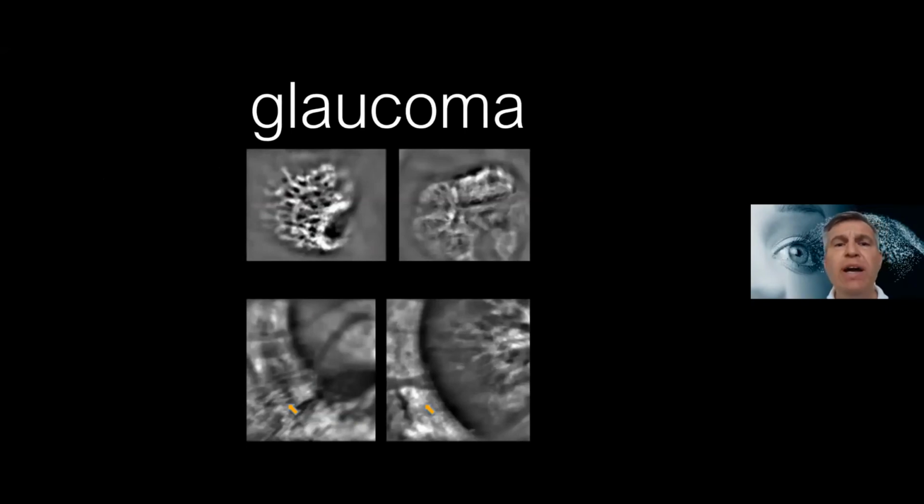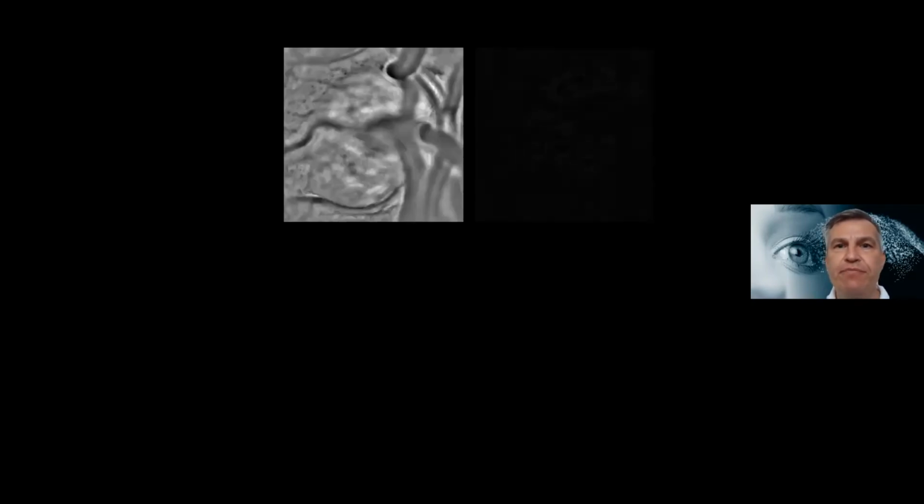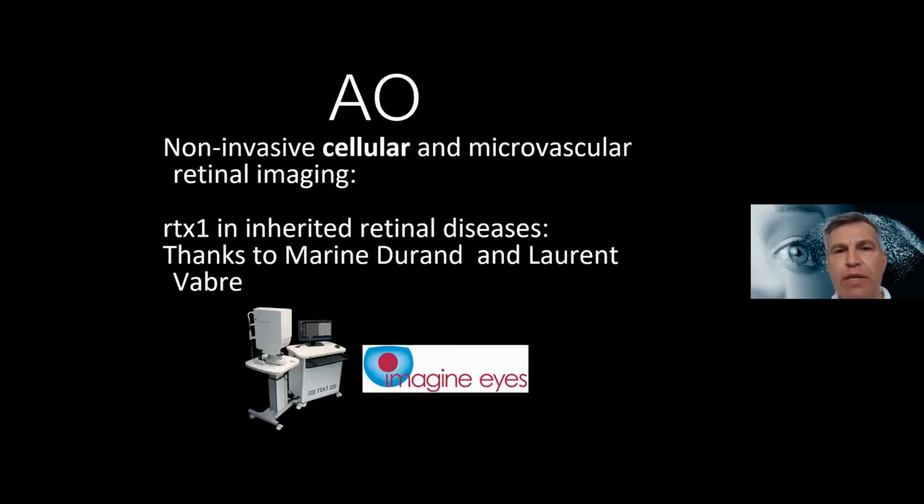In glaucoma, it's also interesting, but it's not clinically used. You see here the excavation of the optic disc. In diabetes, the small spots are the elongation of the small vessels we call aneurysms. So this is a very typical finding in diabetic retinopathy in the lower image. So these are the modalities, and I will show you only some images.